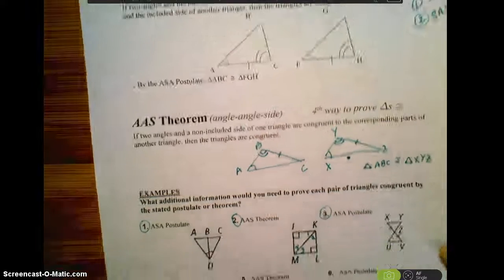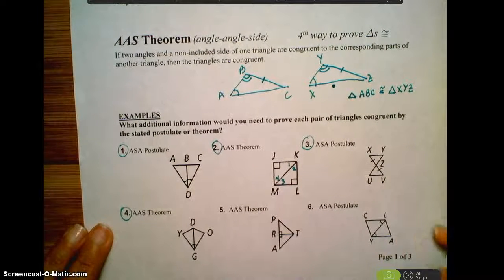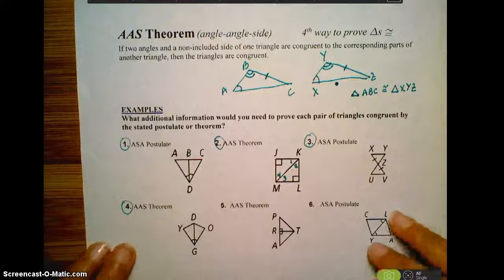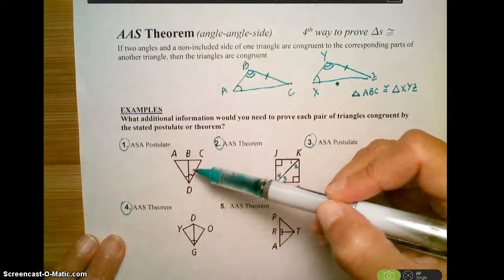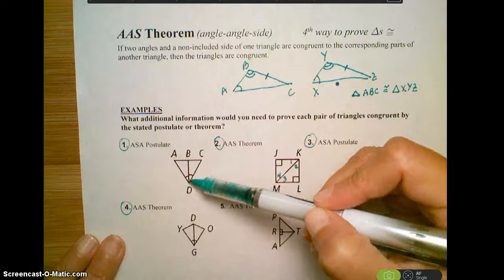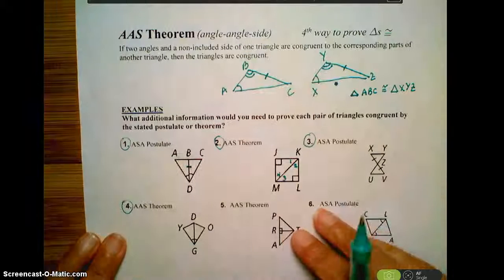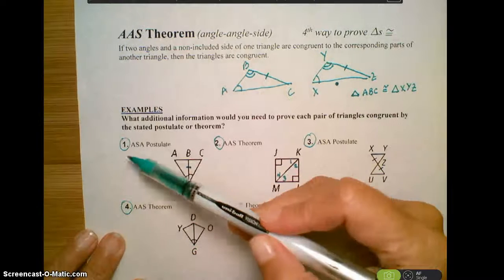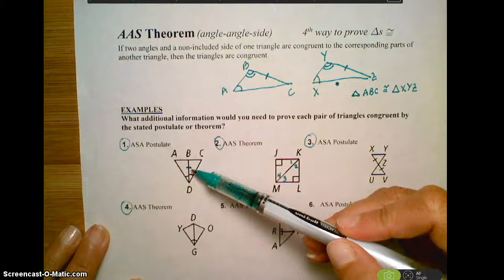Okay, moving on to the examples at the bottom of the page, we're going to do a few of these. So, for number one, they're asking you what additional information would you need to prove the two triangles congruent by the given postulate or theorem. So if we look here, we're going to try to use angle, side, angle on these two triangles. Right now, we have a pair of angles that have been marked congruent. We also have our lovely reflexive side. It's shared by the two triangles. Now, because I want to use angle, side, angle, the side needs to be included by the two angles.